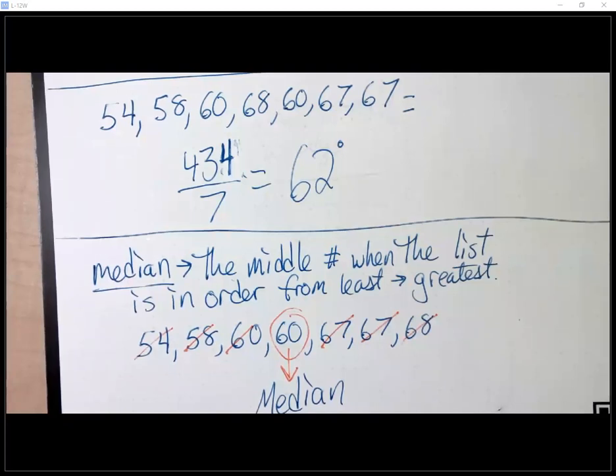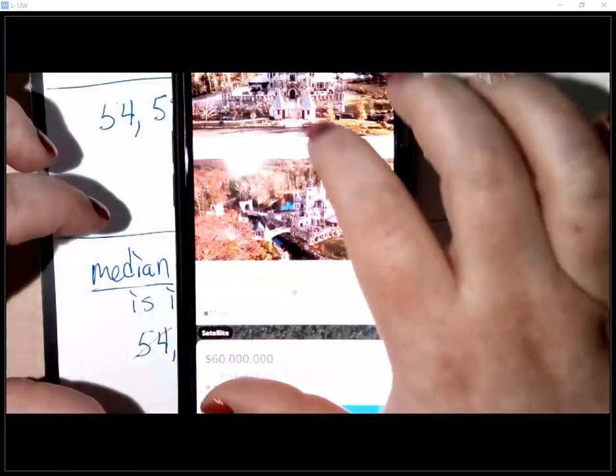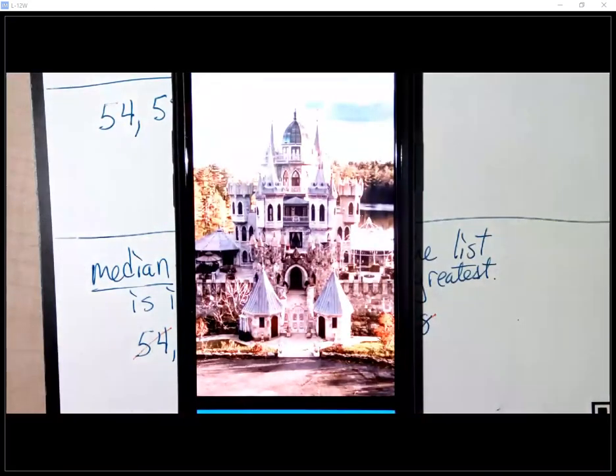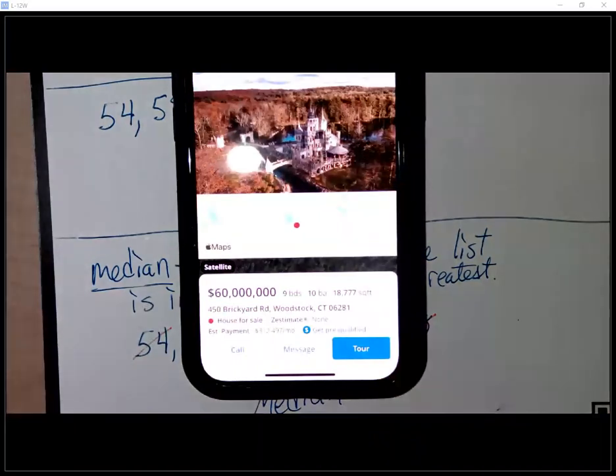So it's Woodstock, Connecticut, you have this one house that's, let me see if I can find it real quick. It's several million dollars. Castle in Woodstock. It was recently for sale, at least within the last couple of years. Oh my gosh. Look at this, okay? This is insane. This castle, $60 million. In Connecticut? Yeah. So that's exactly the point, right?